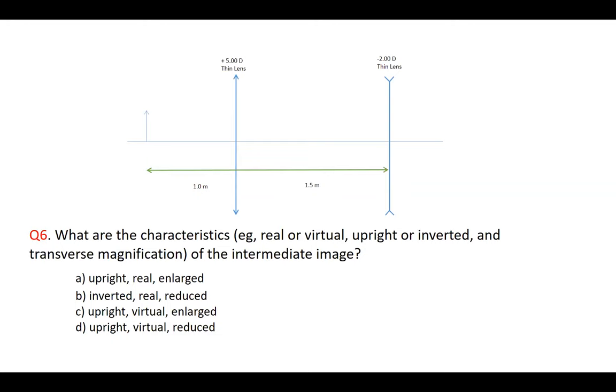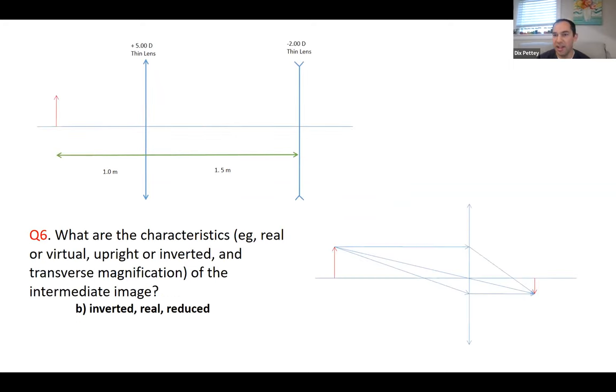Awesome. So let me just go to the next slide here. Yeah, so I just did a quick drawing as well. And you can also see by that that it's inverted, real, to the right of the lens, and reduced, meaning it is smaller.